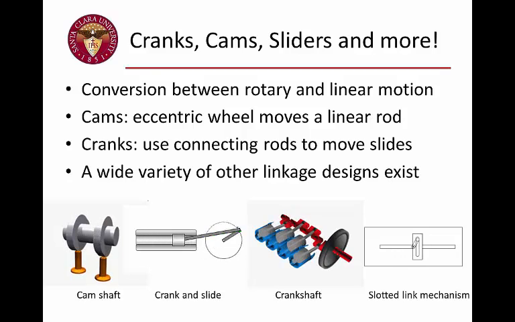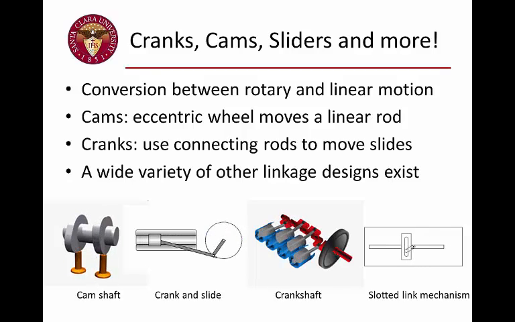Cranks are radial extensions to shafts, and usually they're associated with the use of a connecting rod that then allows the rotational motion of the shaft to be converted into linear motion. And you can see a version of that there with the crank and slide mechanism, the second animation from the left. You can also see what's known as a crankshaft, where the shaft itself has radial bends in it as it goes from one end of the shaft to the other, with connecting rods connected along those bends in order to move the pistons back and forth.